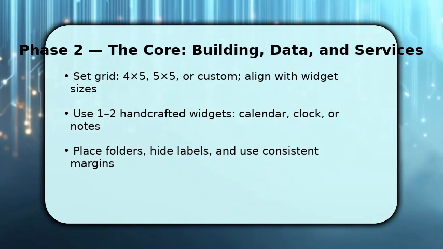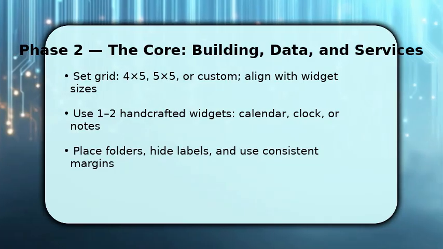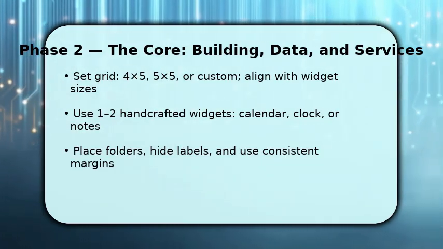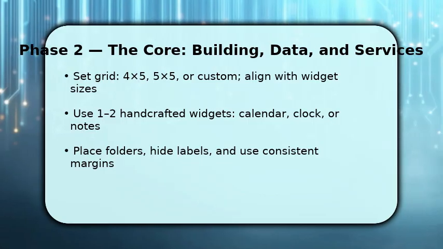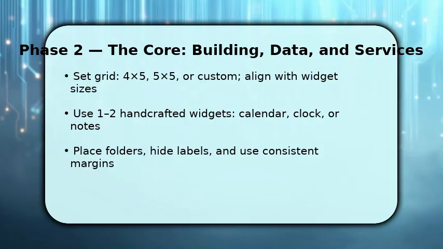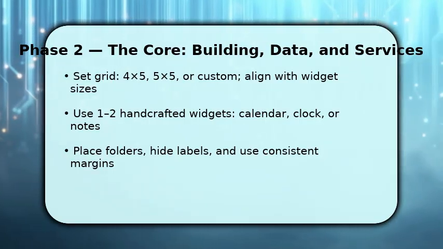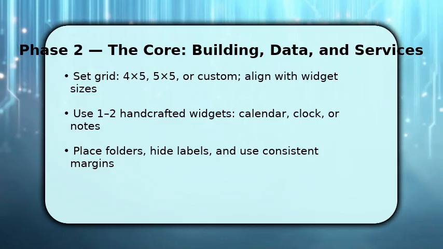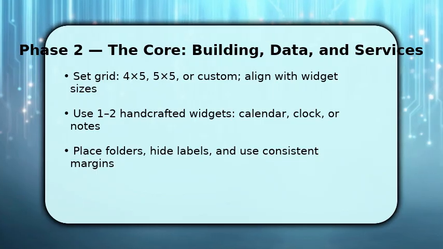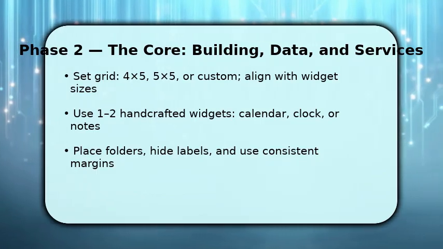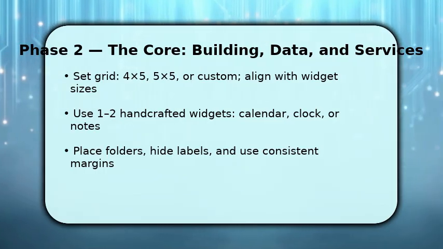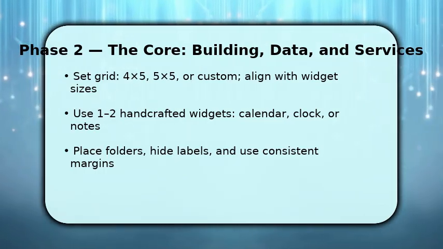You now focus on structure and balance. Adjust the home grid to 4x5 or 5x5 so icons sit evenly because symmetry improves perceived quality. Then add 1 to 2 custom widgets. Calendar and clock work well, sized to occupy clear negative space. Once placed, group similar apps into labeled folders and hide labels to reduce visual clutter. Make sure to set consistent margins and padding. This unifies the feel. If an element looks off, nudge it by 1 grid unit for refinement.